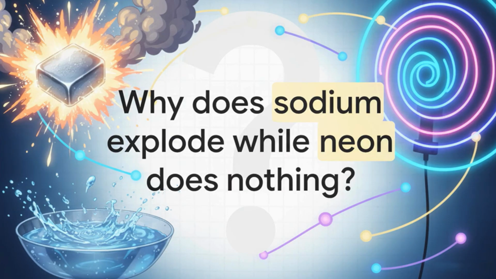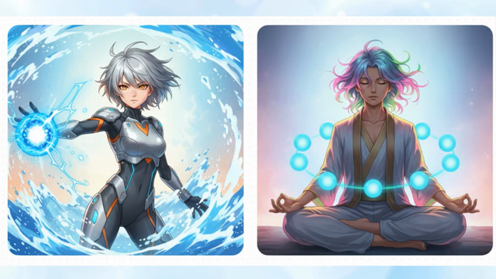Real-life connection. Why does sodium react violently with water while neon hardly reacts with anything? Do you know this? Okay. That's because sodium has one valence electron, which it loses easily, while neon already has a full outer shell, making it very stable and chemically unreactive.